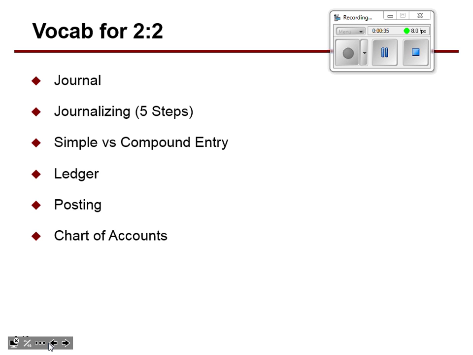I'm going to explain what a journal is and the act of journalizing in the journal. You already know that third one, but a simple versus compound entry and what that means. The ledger is a new phrase for you. The act of posting takes something from the journal over to the ledger. And I will talk about what a chart of accounts is. So lots of little stuff.